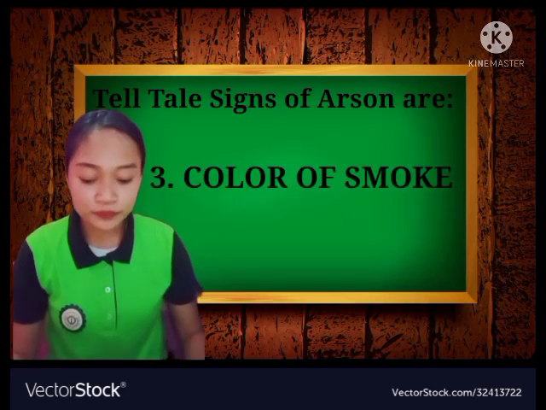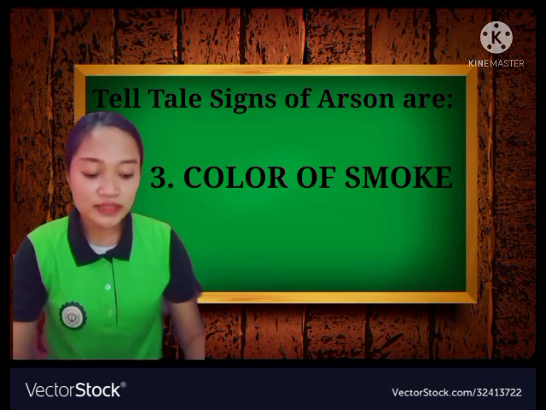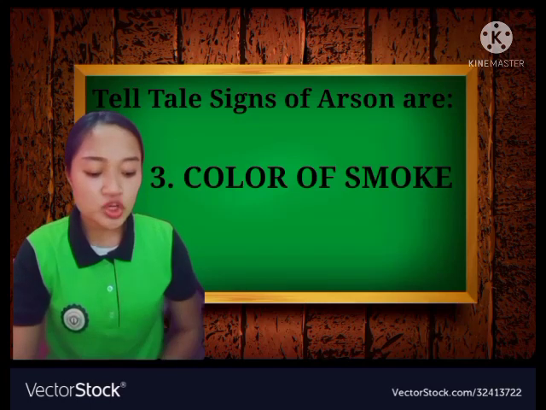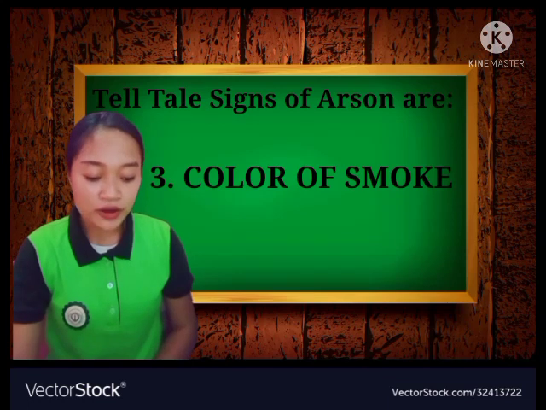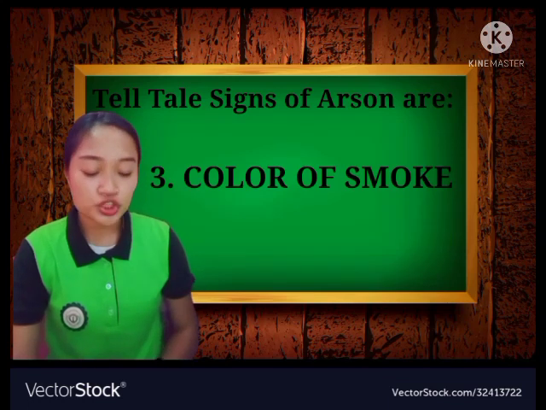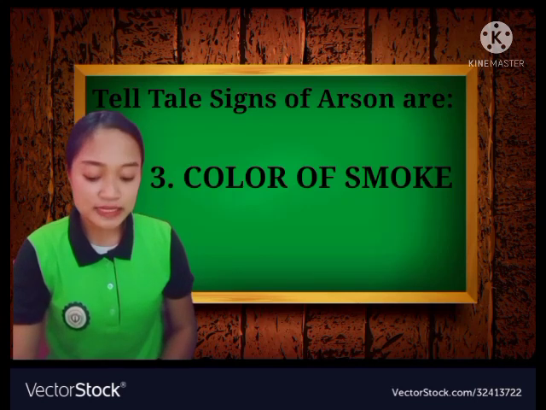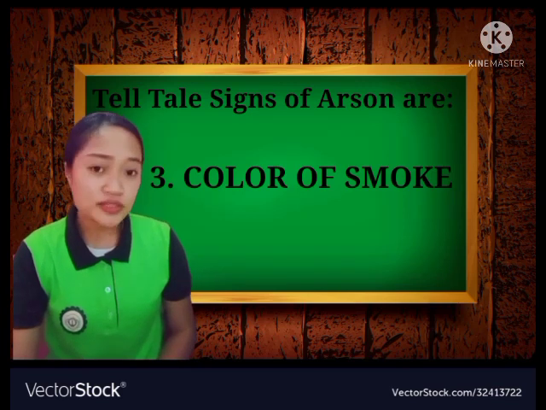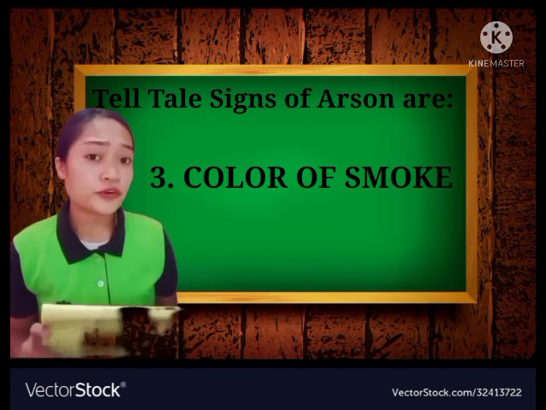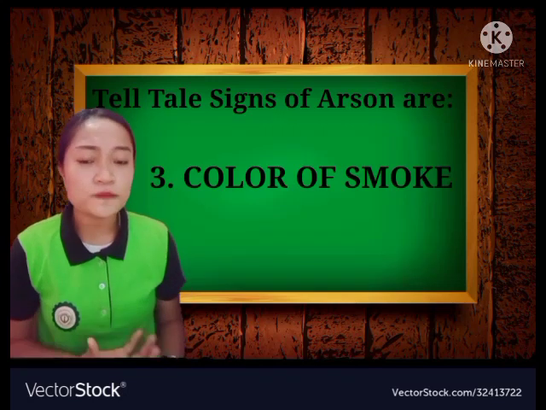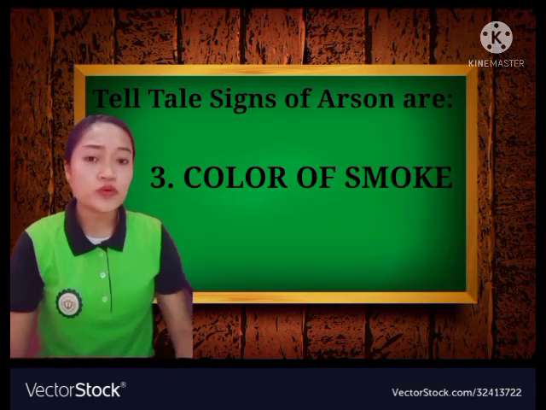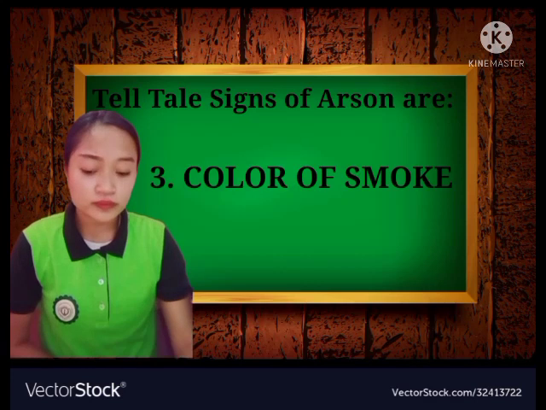Next, color of smoke. Some fires burn with little or no smoke, but they are exceptions. The observation of the smoke must be made at the start of the fire since once the fire has assumed major proportion, the value of the smoke is lost because it will not indicate the material used by arsonists. So it means the color of the smoke must be observed in the first place when it's starting to burn, because if the volume of fire goes up, they won't see the color of smoke.